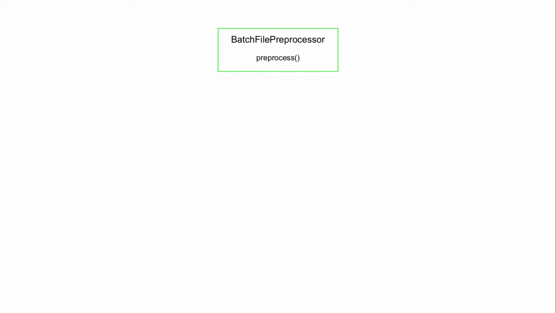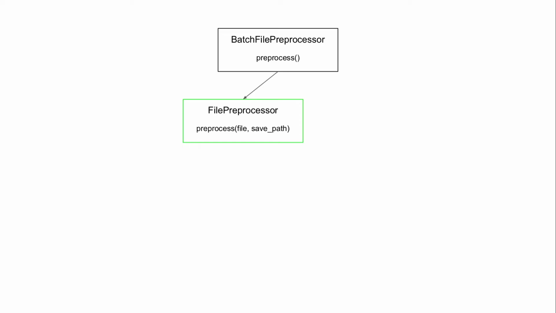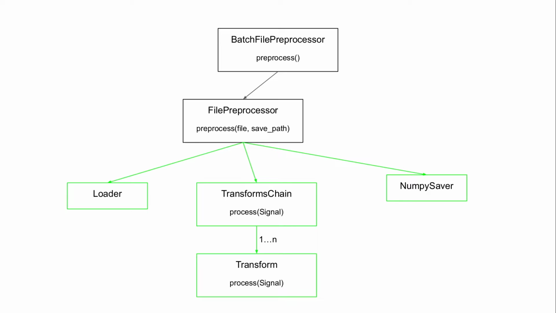BatchFilePreprocessor is responsible for bulk audio preprocessing. You only have one main method there that's called preprocess. You call it, and all of your dataset gets preprocessed. BatchFilePreprocessor contains one FilePreprocessor object. And just to give you a schematic overview of what we already saw in code, FilePreprocessor has three things: a loader, a TransformsChain, which itself has one or more Transform objects, and then a NumPy saver.